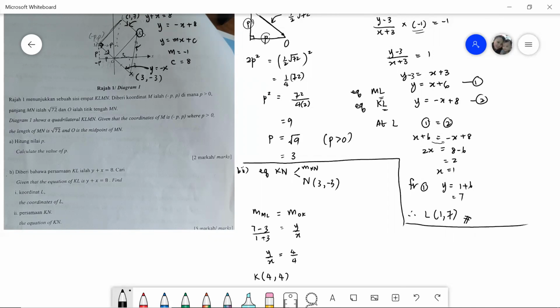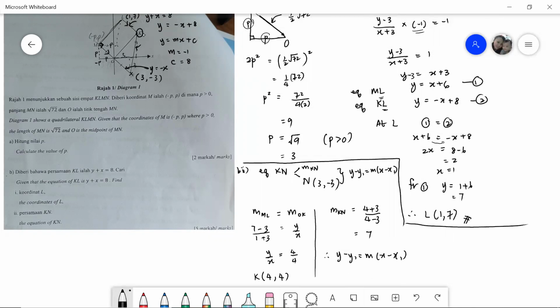Once we have found the coordinates of K, then we can find the gradient of KN. The gradient of KN will be y2 minus y1, so 4 minus negative 3, which becomes plus 3, over x2 minus x1, so 4 minus 3. So we have 7. The gradient of KN is 7. Now we substitute into y minus y1 equals gradient times x minus x1. This is the formula. Once you have the m and the point, you substitute into this to find the equation of a straight line.